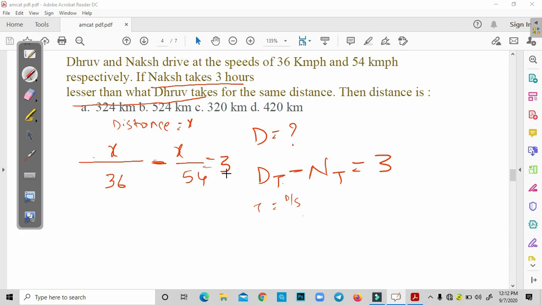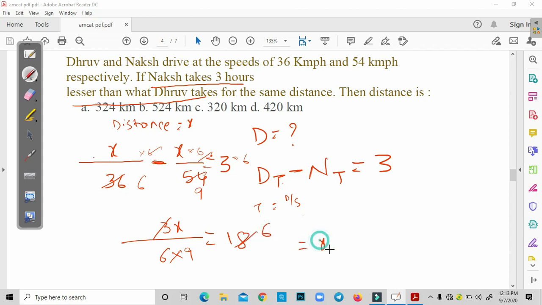Now, for simplification, I will multiply all of them by 6. So what will happen? 6, 9. So the LCM will be 6 into 9. So 9x minus 6x, it will be 3x equal to 3 into 6, 18. So x will be 6 into 6 into 9, which is 324 kilometers, which is option A.